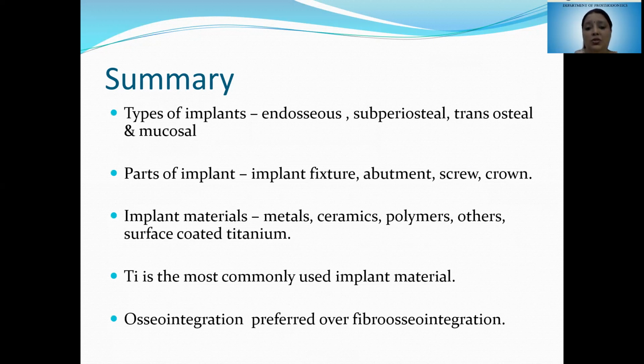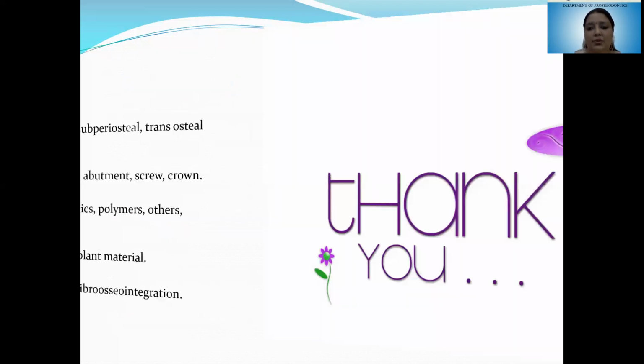Implant materials are also classified as metals, ceramics, polymers, and surface-coated titanium. Titanium is the most commonly used material. Titanium is a bioinert implant material. Several ceramics like the tricalcium phosphate, hydroxyapatite, etc. are used as coatings on the titanium surface to make the bioinert implant bioactive, because we always prefer osseointegration over fibro-osseointegration. So with this in mind, we come to the end of this lecture.